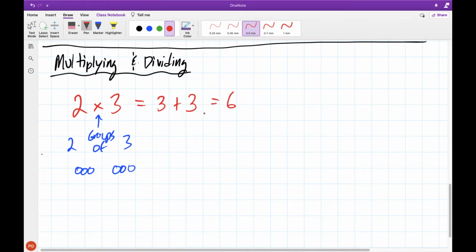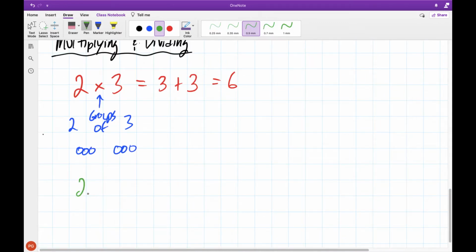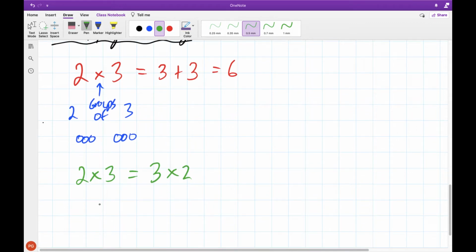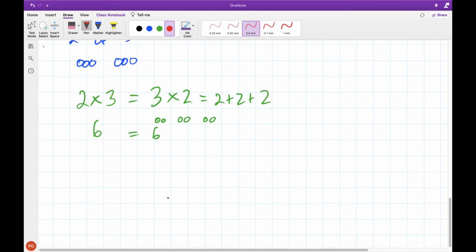Now there's a few things about multiplication that I'd like to go over because they are important. The first thing is that 2 groups of 3 turns out to be the same as 3 groups of 2. Well, we already know 2 groups of 3 is equal to 6. What about 3 groups of 2? Well, we have 2, 2, and 2. So this is 2 plus 2 plus 2. That gives us a total of 6 as well. So one thing that's important with multiplication is whether it's 2 times 3 or 3 times 2, it gives us the same answer.